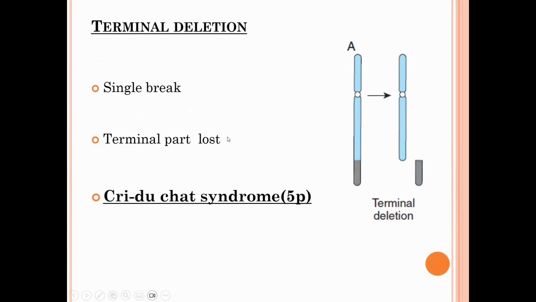So you can see here terminal deletion, it can be at one end. Okay, so a single break happened, and the terminal part is lost. An example of terminal deletion is cri-du-chat syndrome, where the deletion happens in the short arm of the 5th chromosome. Okay, I hope you remember what is P and what is Q.